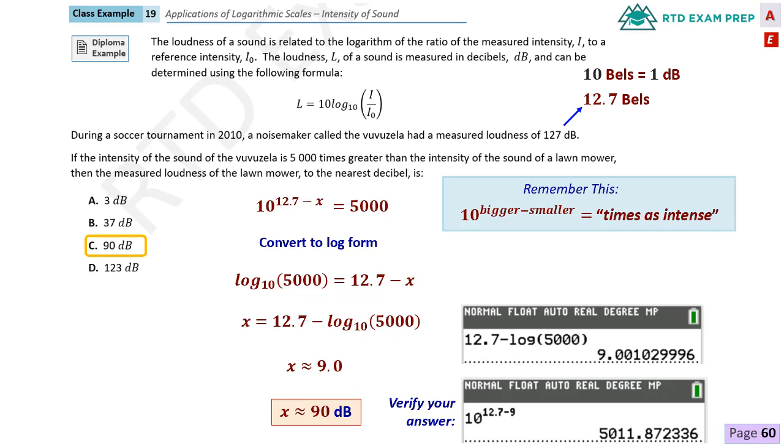And I hope this exploration of logarithms and all their applications has been helpful to you. See you in the next chapter.